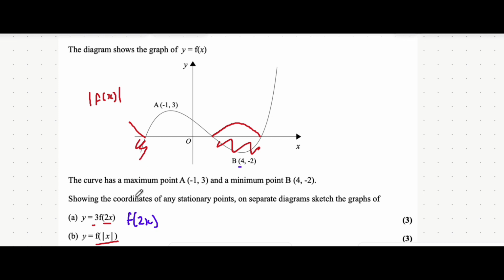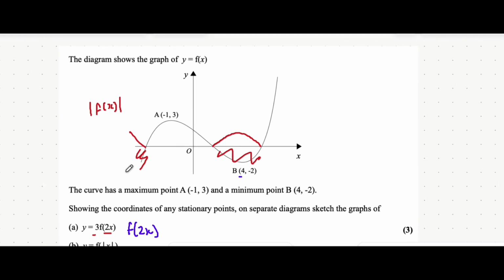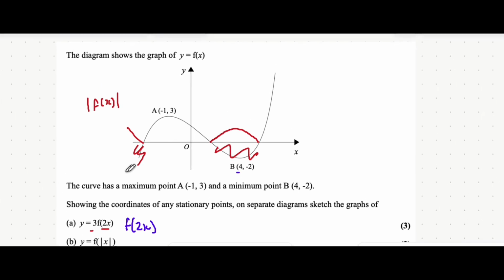And that's it. Hopefully that helps you understand how to go about doing this question and how it then affects the stationary points. So this stationary point would disappear for the graph of f of the modulus of x, and there would be another one at minus 4, minus 2. Sorry, I forgot to label that.